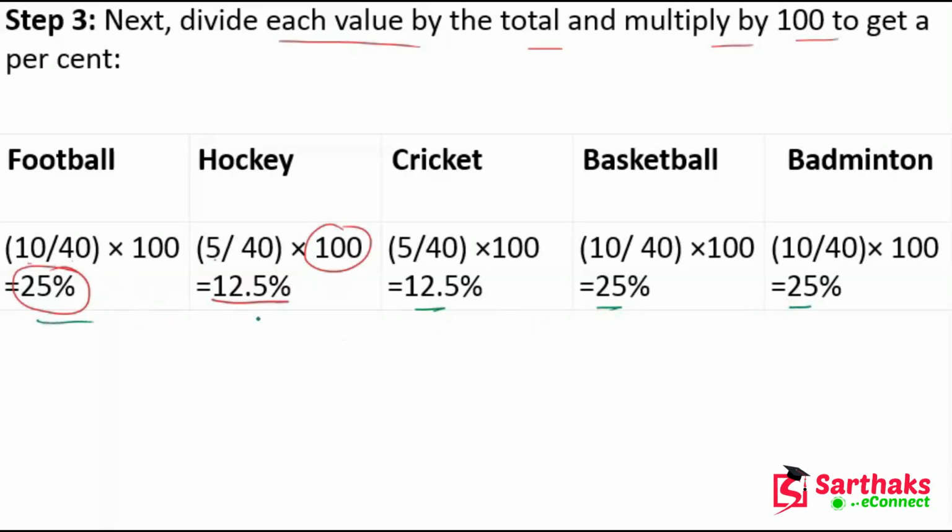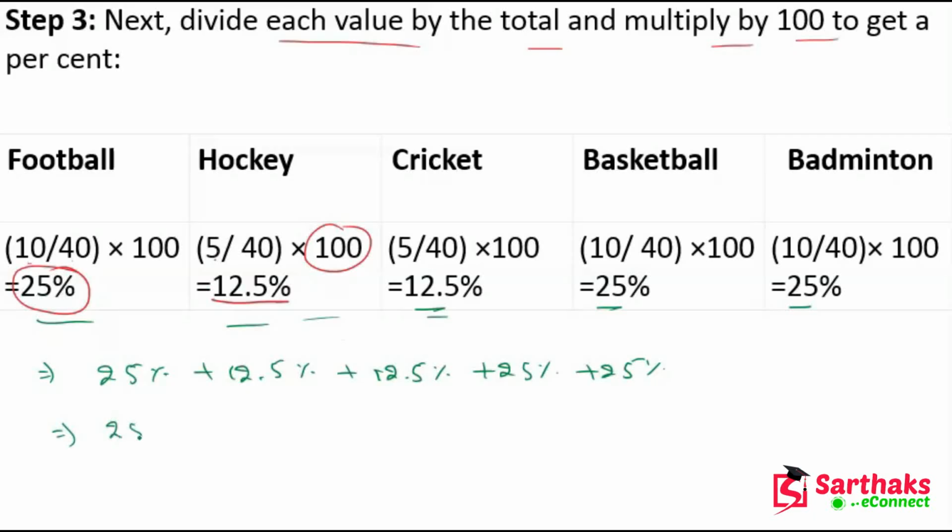Okay, and if we add these percents, we get 100%. Let's see: 25% plus 12.5% plus 12.5% plus 25% plus 25%. If this is equal to 100%, then we can say that this data is correct. So 25% plus 12.5 plus 12.5, which is 25%, plus 25% plus 25%. After adding this, we get 100%. So we can say that this is correct.